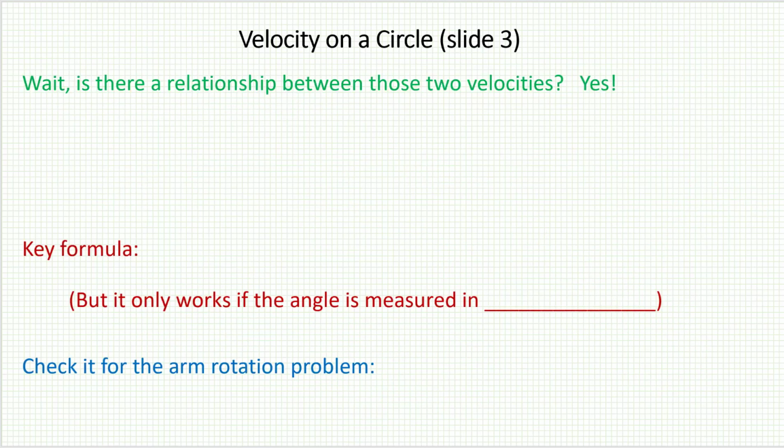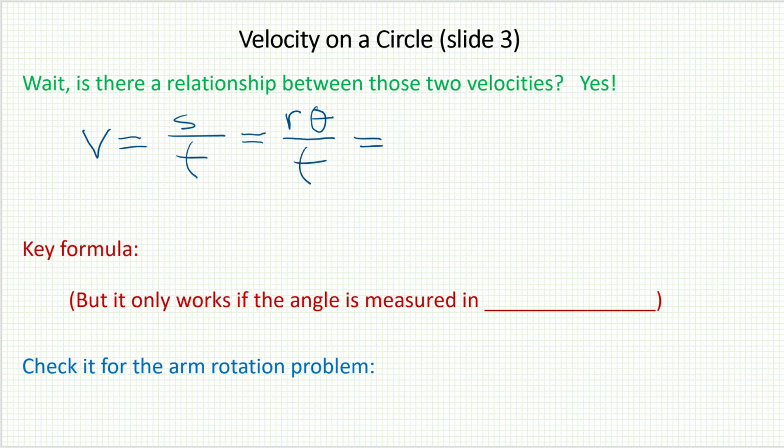Now, I know what you're asking. Is there some kind of connection between these two velocities? Absolutely. Take a look. Here was our formula for linear velocity. V equals s over t. S is the length of that arc along the circle. T is the change in the time. Well, as long as we work in radians, we know that S, the arc length, is equal to r times theta, the radius times the angle.